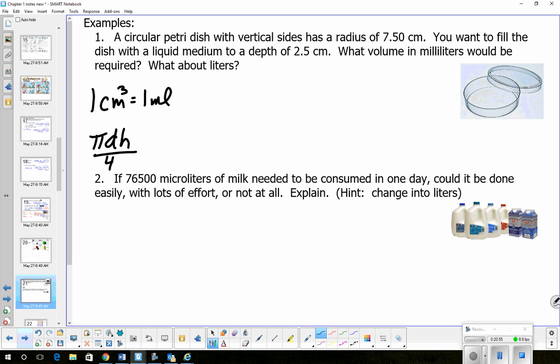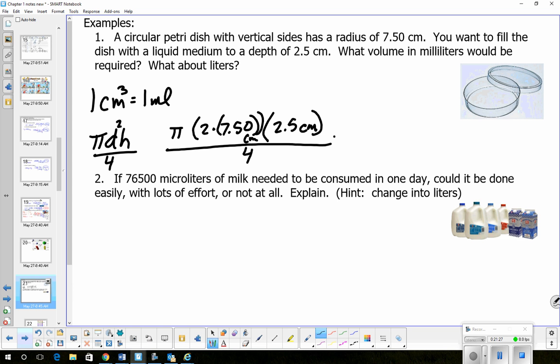Okay, so that's pi r squared h. Okay, so plug in what we have. So we have a radius, so what else can we do? If we put a radius times the radius by 2, so we're going to go pi times 7.50. Should probably do it like that, not like that, but that's okay. And that's centimeters times height, 2.5 centimeters, divided by 4. What's my volume?